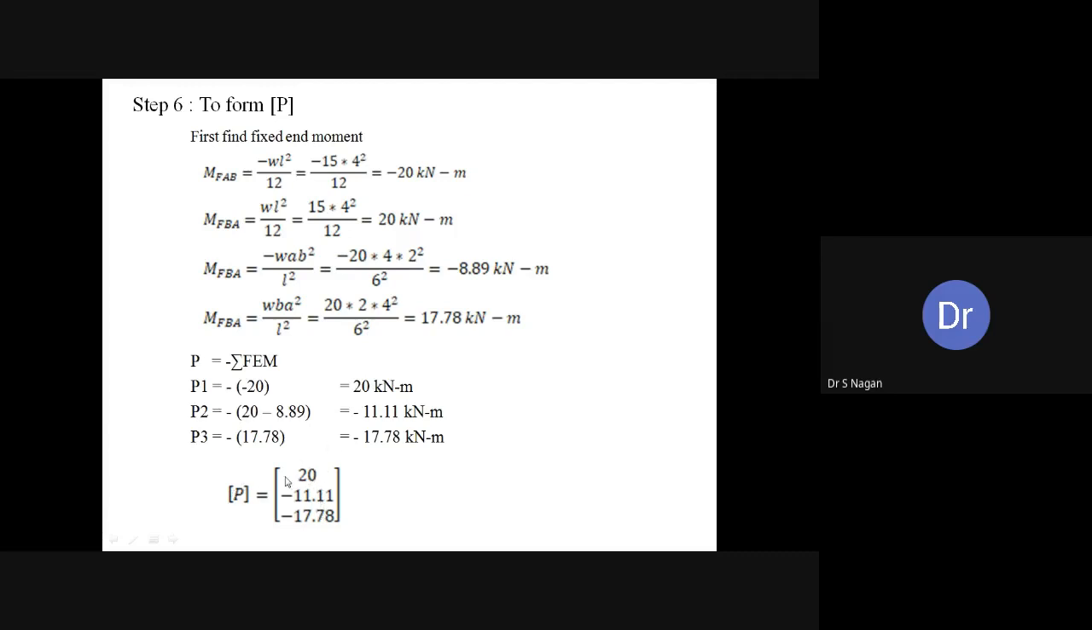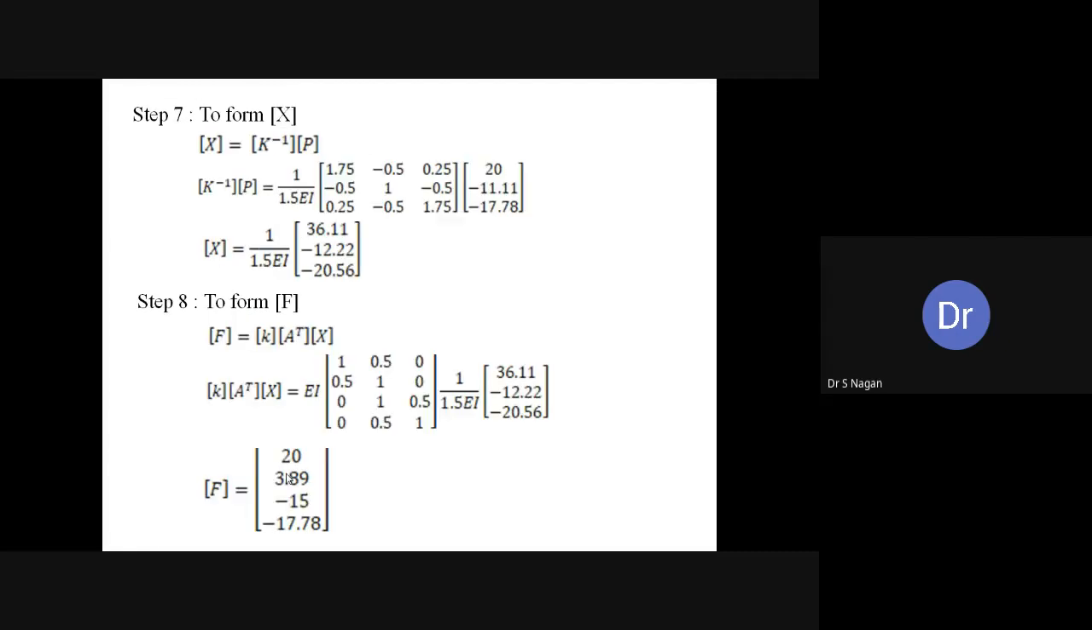So substitute this value P and the K inverse into P to find capital X. K inverse we already have, so multiplying into P we get this capital X. Then to form the capital F, K transpose into S. This K transpose we have from the previous step, use that value. Here only E will get cancelled and then you'll get four values for F: F1, F2, F3, F4.